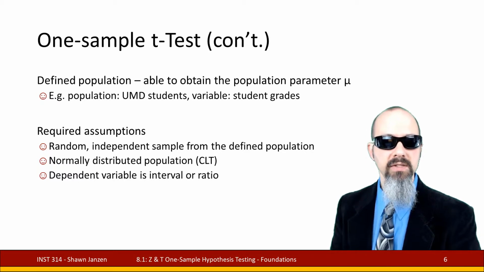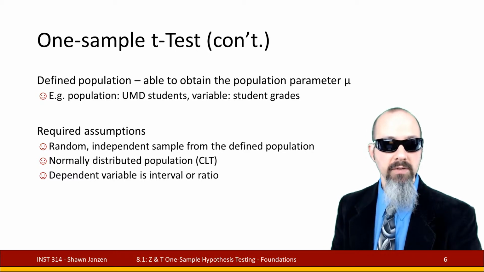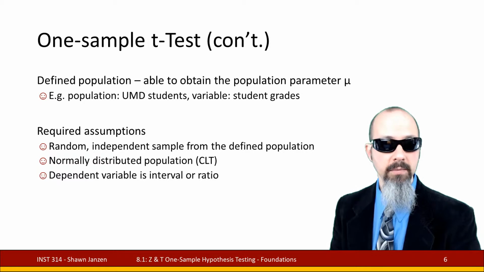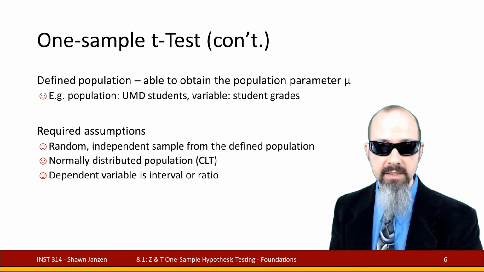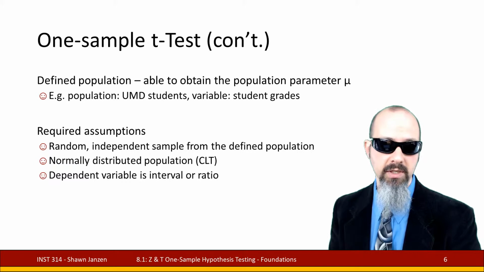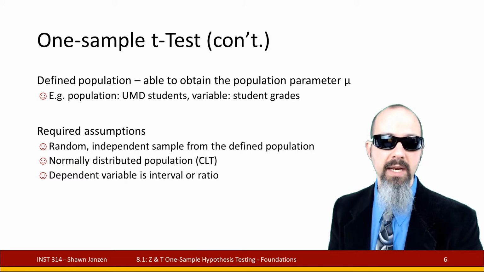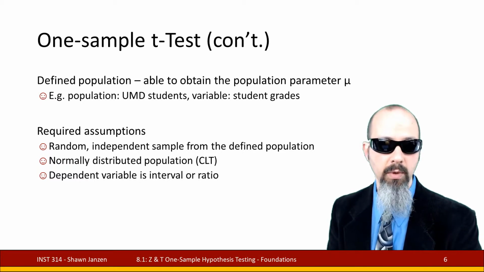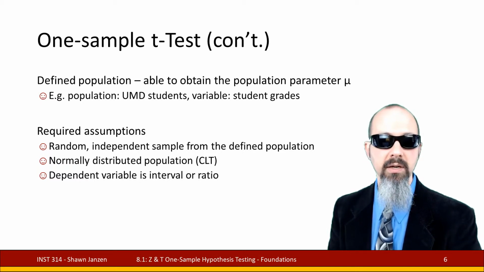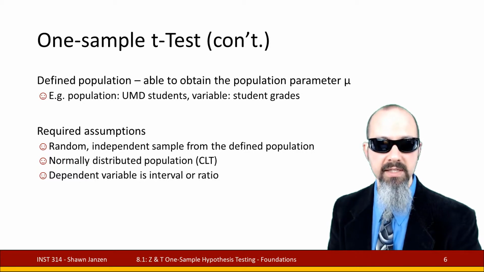And we need certain assumptions in order to make this work. First of all, our sample has to be random and independent from that defined population. Now, of course, if it's not random and independent, you can still do testing on these, but you might not be able to have fully generalizable results, and your sample may not be as representative of your population. So these are things that are common to all statistical tests that we're going to be working on here. And so I'm just reiterating it here in the case for the one sample Z and T tests.